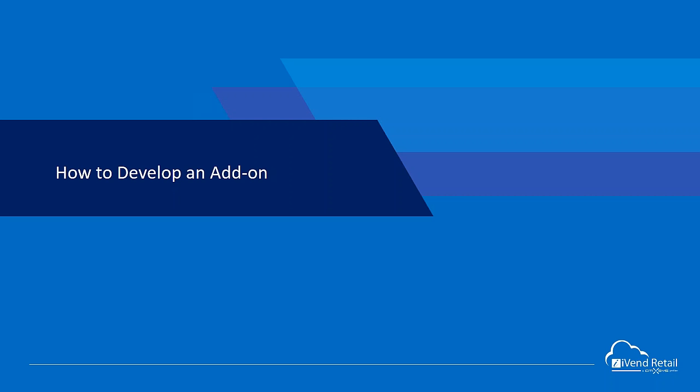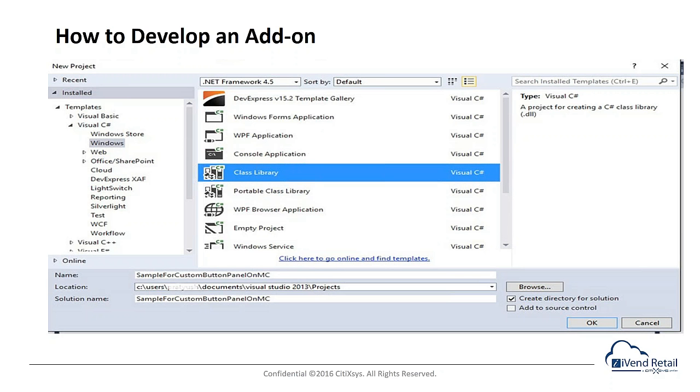Okay, today's hot topic: how to develop an add-on. Earlier, with iVend 6.4, we used to give a Visual Studio template which needed to be imported, and then the project should be based on that. Only then could you make an add-on very easily. But now with the new framework, we have introduced a lot of new capabilities, one of which is that it is now more simplified for a programmer to create a new project.